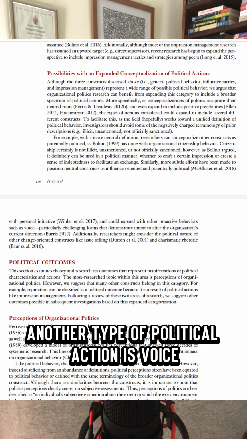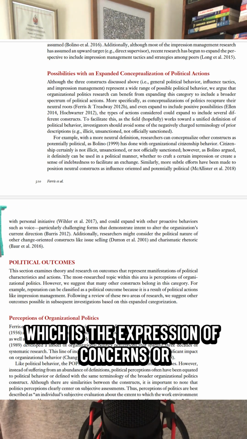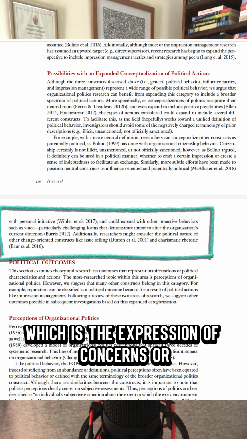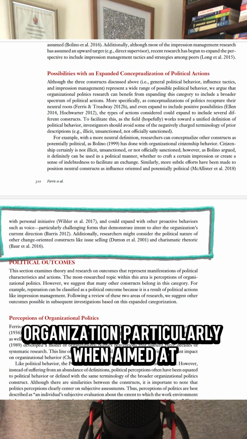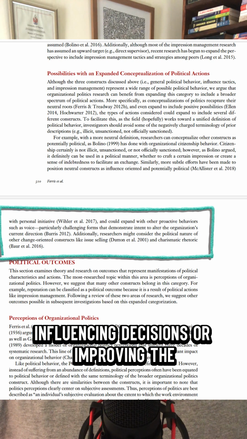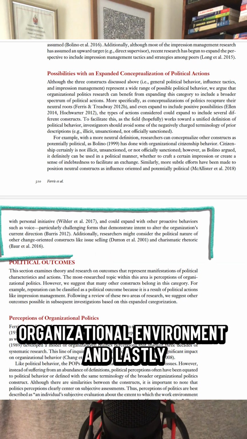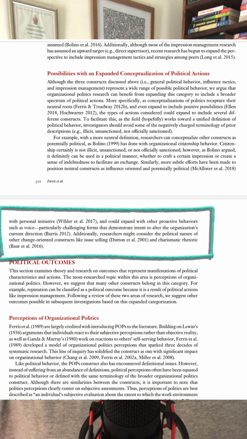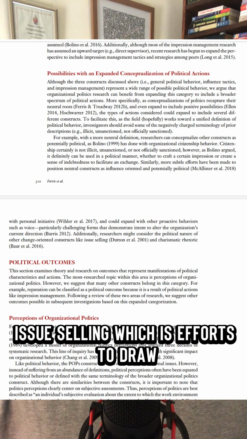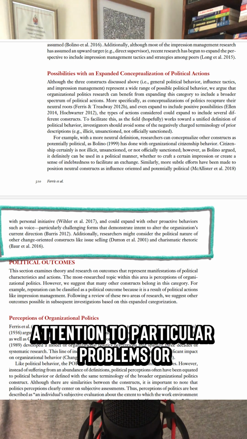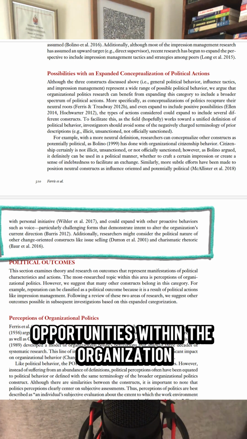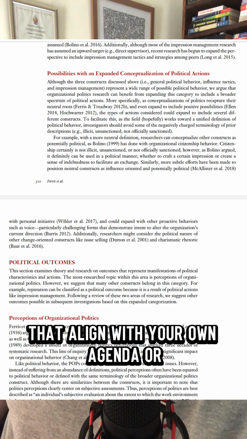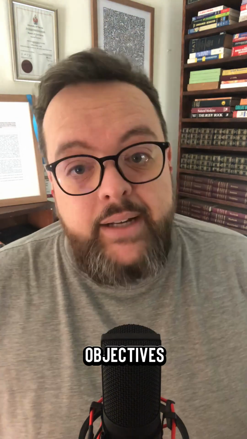Another type of political action is voice, which is the expression of concerns or suggestions for change within the organization, particularly when aimed at influencing decisions or improving the organizational environment. And lastly, issue selling, which is efforts to draw attention to particular problems or opportunities within the organization that align with your own agenda or objectives.